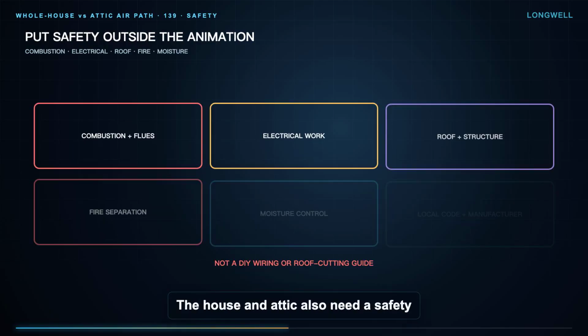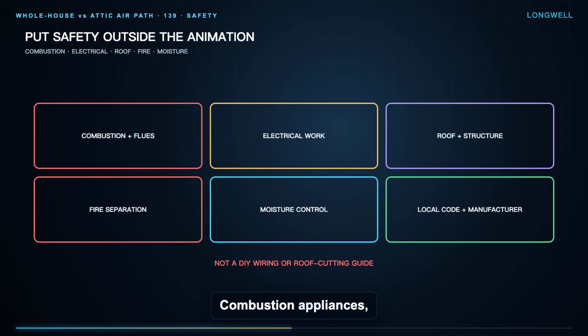The house and attic also need a safety boundary. Combustion appliances, fireplaces, flues, attached garages, electrical work, roof penetrations, structural framing, fire separation, moisture control, and local code can change what is safe or permitted. A fan that depressurizes the wrong zone can create hazards that are invisible in a simple animation. This is not a do-it-yourself wiring or roof cutting guide. Before selecting or installing either system, have the pressure zones and site conditions checked by qualified professionals.